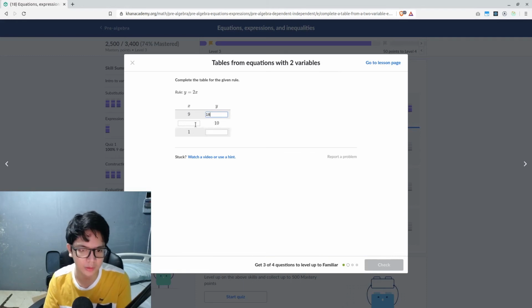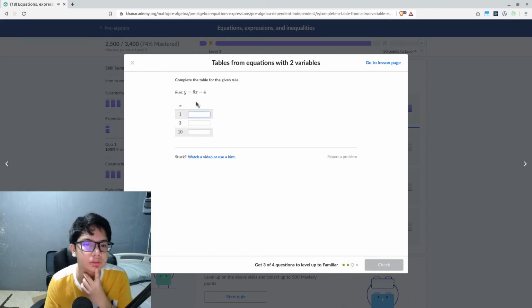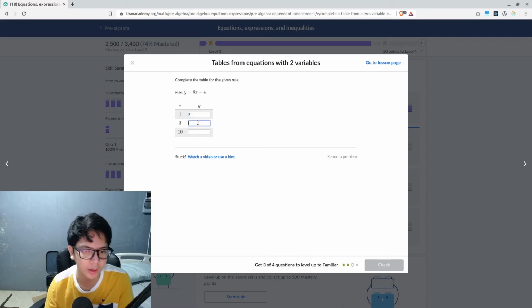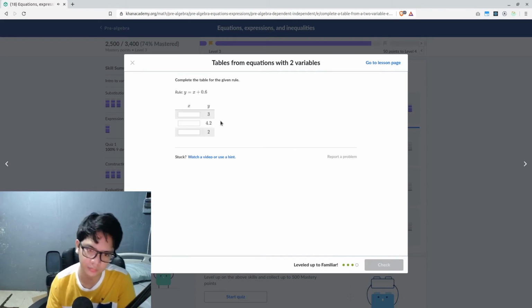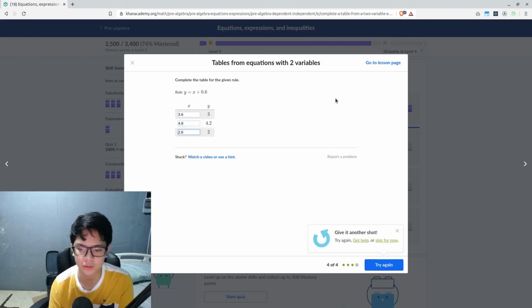X is 1. Okay, this would be 2. 18 minus 4 is 14. 60, 56, I guess. I could be wrong. Let's see. X minus 4, 2 times 3, 18 minus 4 is 14. 60 minus 4 is 6, plus 0.6, okay? 3.6, 4.8, and 2.6.